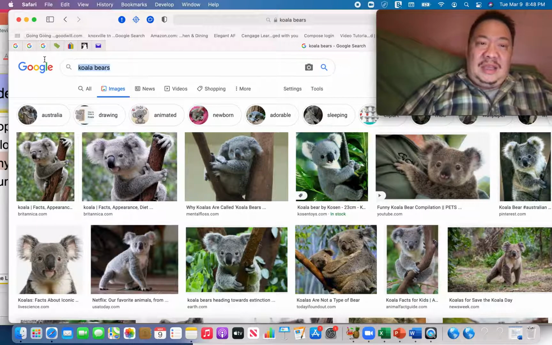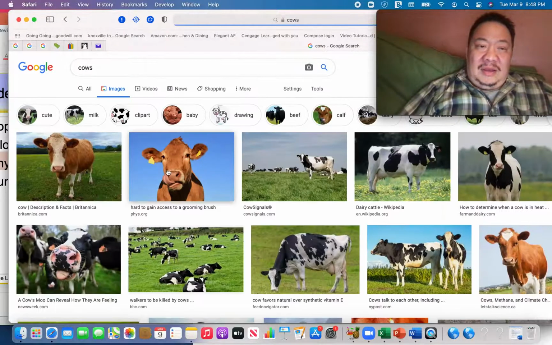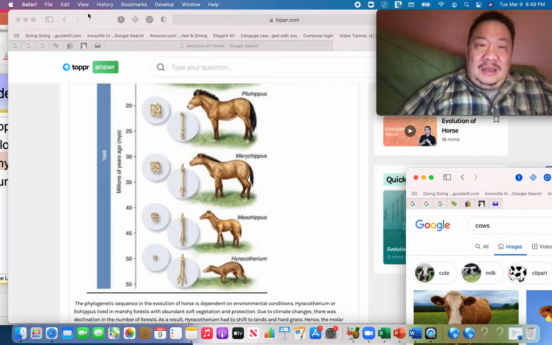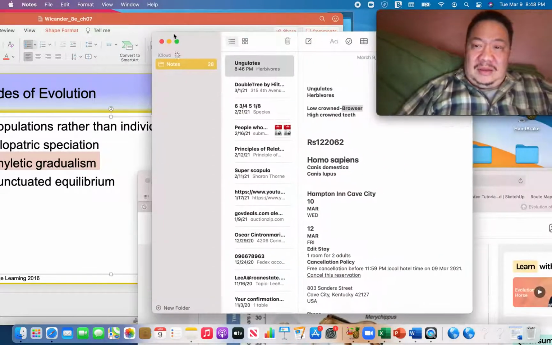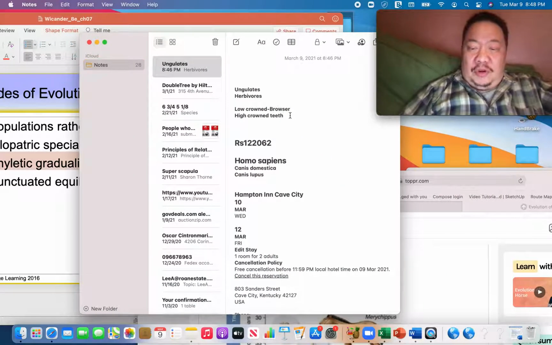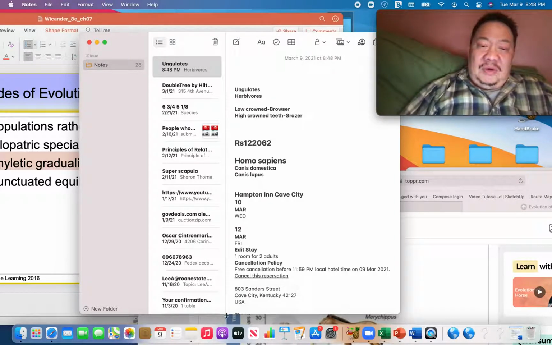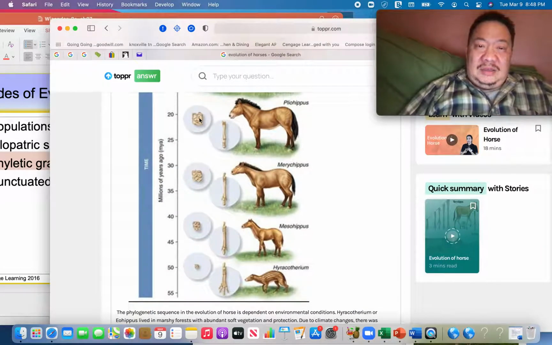On the other hand, things like cows and sheep. Cows have high crown teeth because they are not browsers, but they're grazers. So grazing animals like goats and sheep and cows have high crown teeth. What does that mean? Well, high crown teeth are like this.